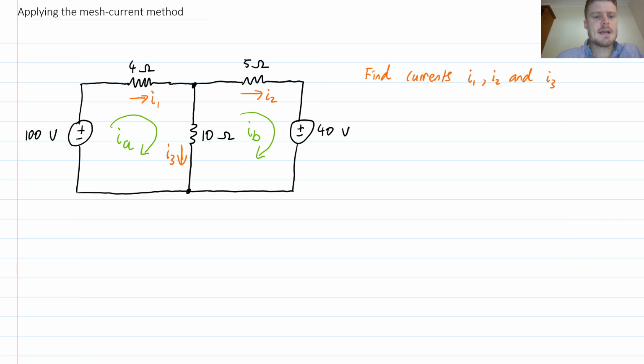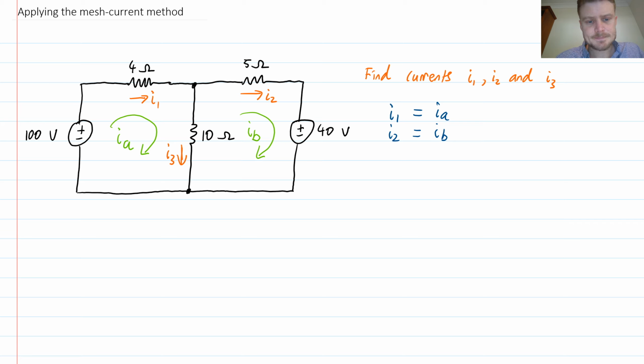Now, the relationship between the mesh currents and the currents I'm trying to find, we can read it off the circuit. It should be pretty clear to you that the current I1 is equal to the current IA, and it's a positive sign because the arrows point in the same direction. Same thing for I2, so I2 is equal to IB, again a positive sign because the arrows are pointing in the same direction.